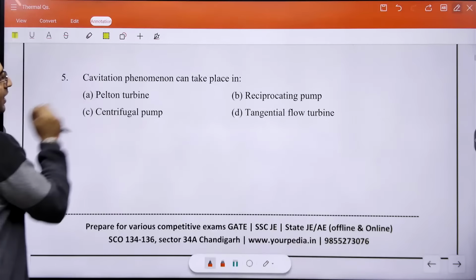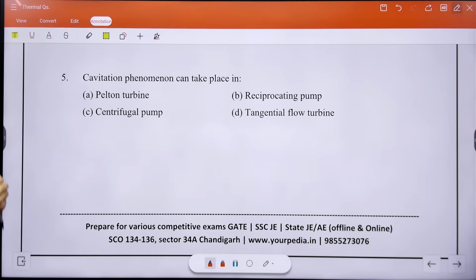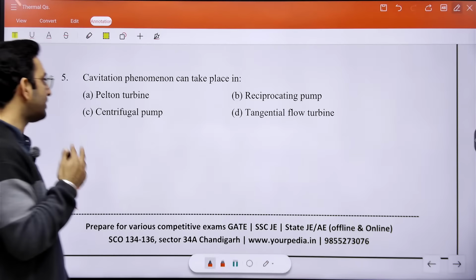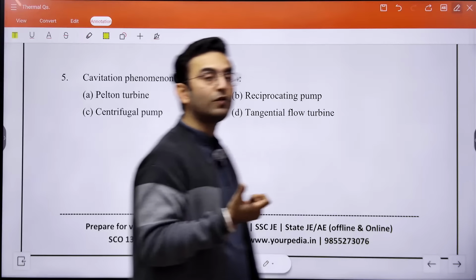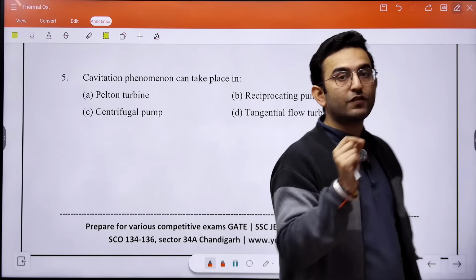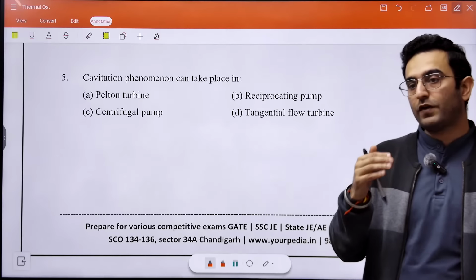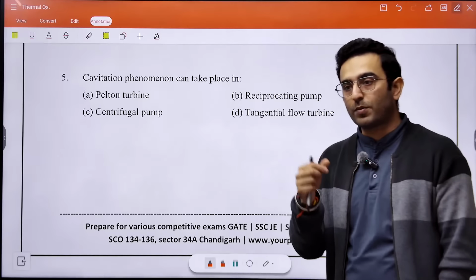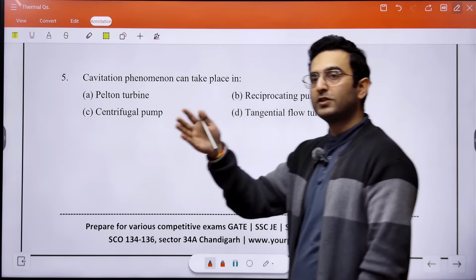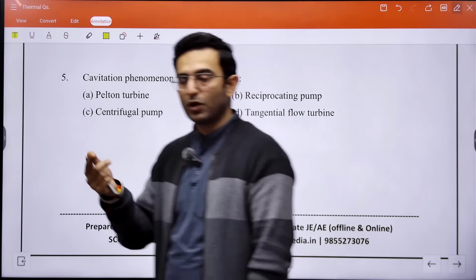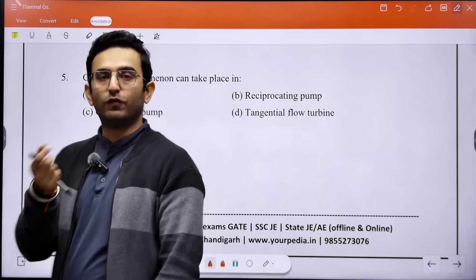Cavitation phenomena can take place in the Pelton turbine, reciprocating pump, centrifugal pump, and the tangential flow turbine. Okay, what is the meaning of cavitation? Cavitation is a phenomenon where, whenever the liquid is flowing through a low pressure region, the formation of bubbles takes place. And as the liquid flows into the high pressure region, the bursting of the bubbles takes place. So as soon as the bursting takes place, a void gets created.